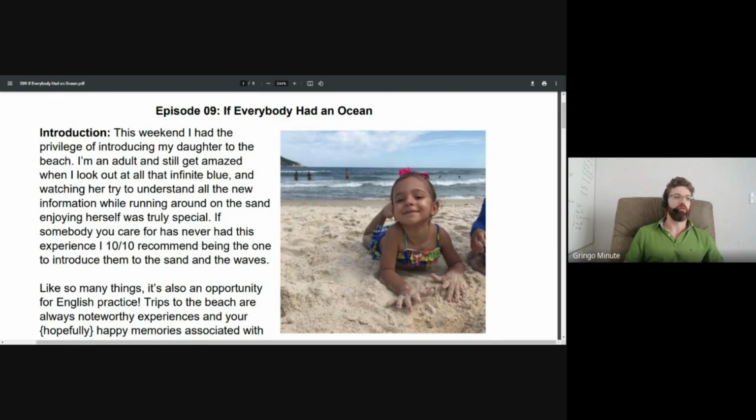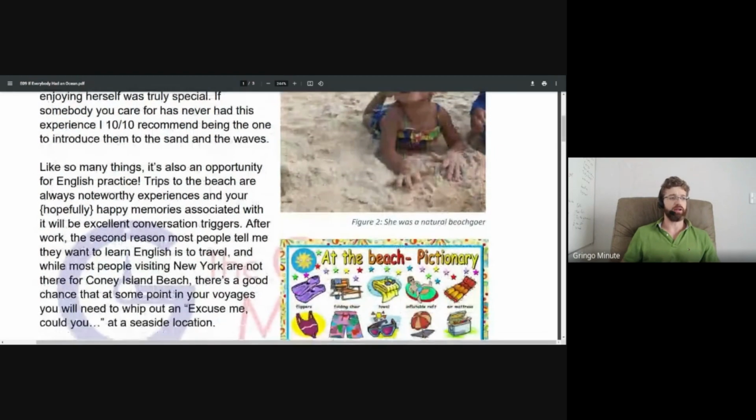She was a natural. And beaches are a good topic for English practice because usually they're pretty memorable. Unless you live on the beach and go to the beach every day, it's usually pretty distinct in your memory, the times when you go to the beach. So that is what we will be using for our English practice today.